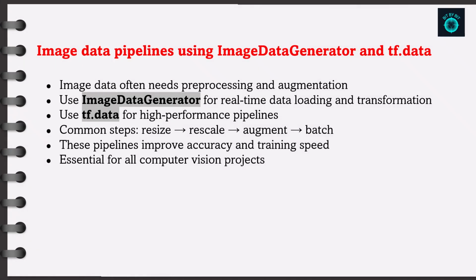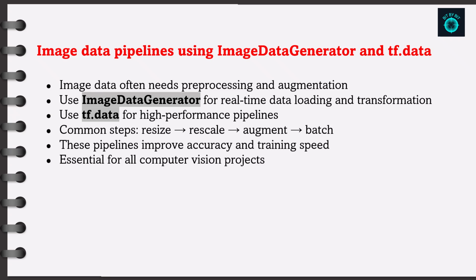Image data pipelines using ImageDataGenerator and tf.data. When working with images, efficient data loading is critical. Raw image files are large and can slow down your training dramatically if not handled properly. Keras provides two main tools for image pipelines: ImageDataGenerator and tf.data. ImageDataGenerator helps you load and transform images in real time. It can automatically rescale pixel values, rotate or flip images, and create random variations to help your model generalize better. This is called data augmentation.